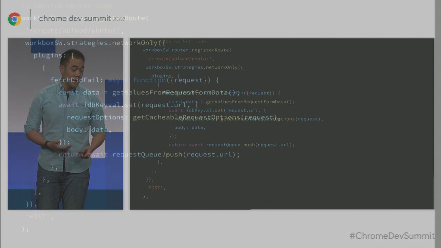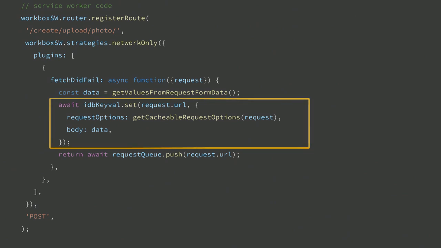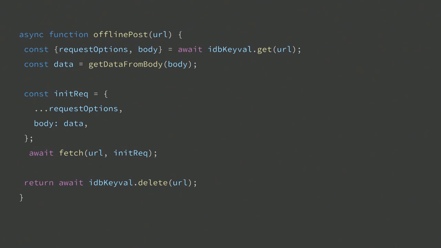With Workbox, as Jenny mentioned earlier, we then register a post request route. Service workers can't cache post requests, so you actually need to store the request in a client-side store. Here we use IndexedDB, where we break down a request object and store it. We create an offline post helper function that will reconstruct the request that we just stored earlier and send it.